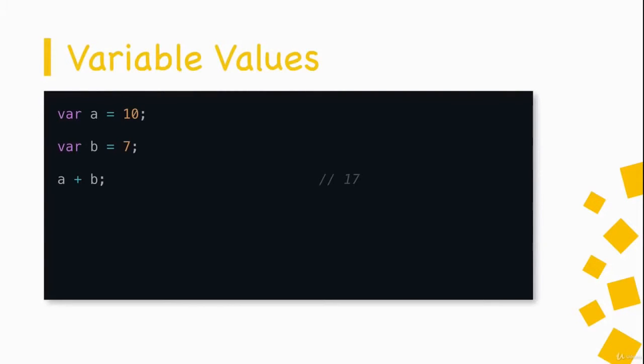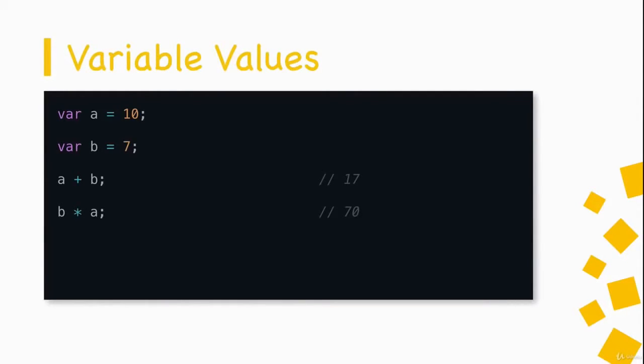In algebra, we have different variables with different values, and we can use the variables in an expression, such as a plus b. The same thing works in JavaScript. Because we have two variables, a and b, with values 10 and 7 respectively, we can use and refer to these variables instead of the numbers themselves in any expression in JavaScript. So a plus b is the same as 10 plus 7, which gives us the result 17.